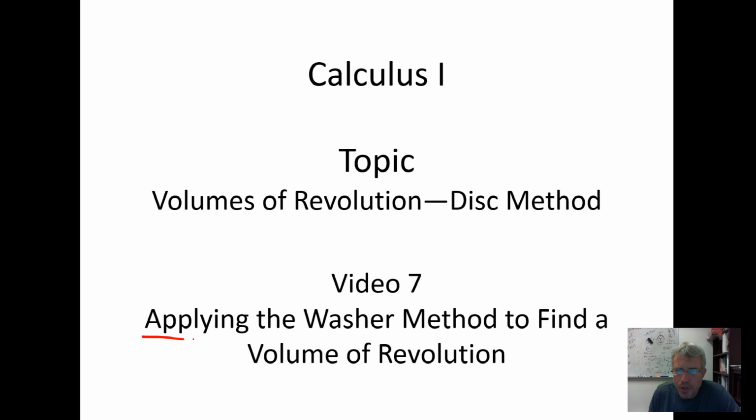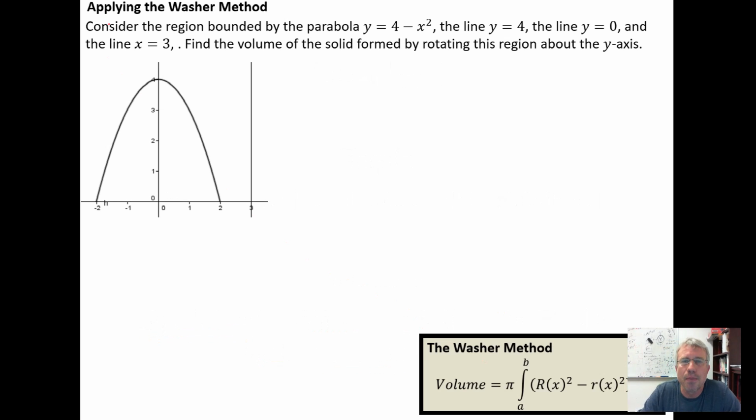So in this video, we're going to apply the washer method to find a volume of revolution. This problem says, consider the region bounded by the parabola y equals 4 minus x squared, the line y equals 4, the line y equals 0, and the line x equals 3. Find the volume of the solid formed by rotating this region about the y-axis.